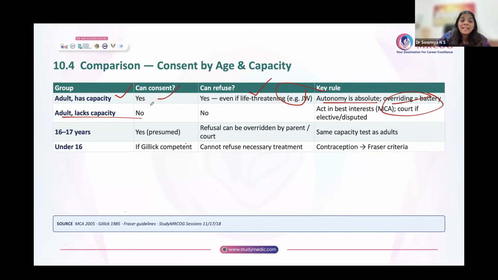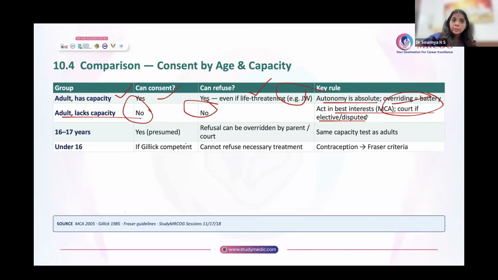An adult lacking capacity cannot consent, cannot refuse. You can act in their best interest. Court if elective: if there is an elective or a disputed case, you have time, you can go for the court order. If not, go for the consultant's opinion in case of emergencies.